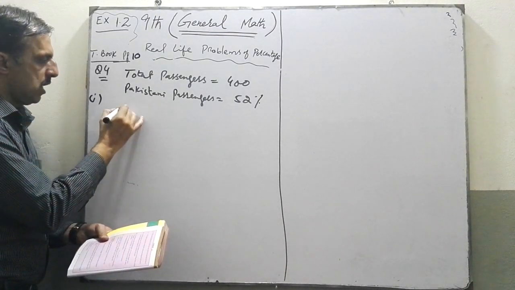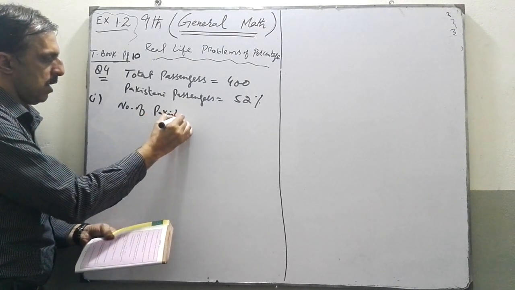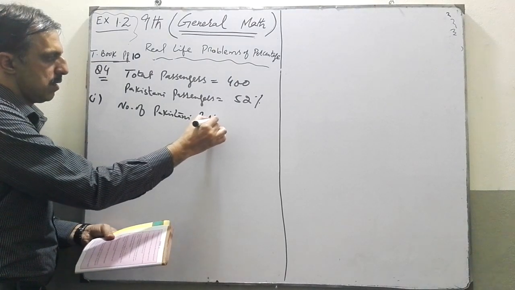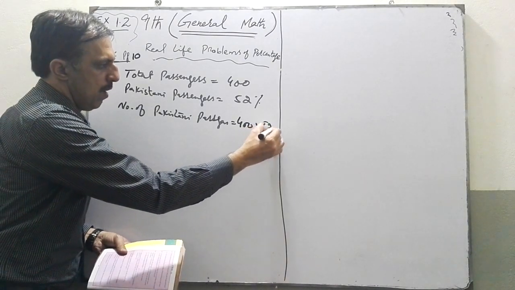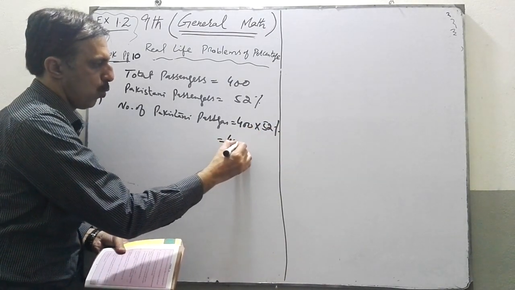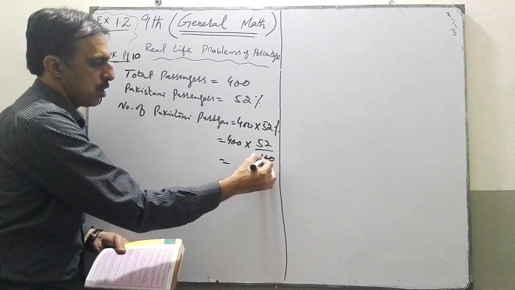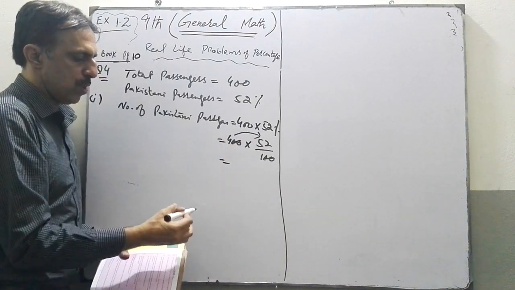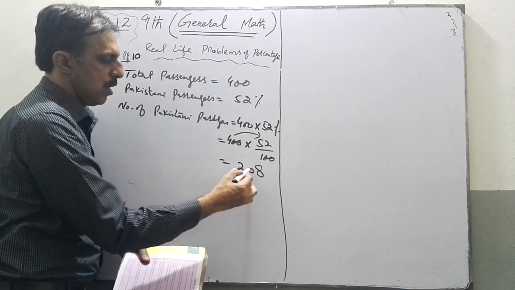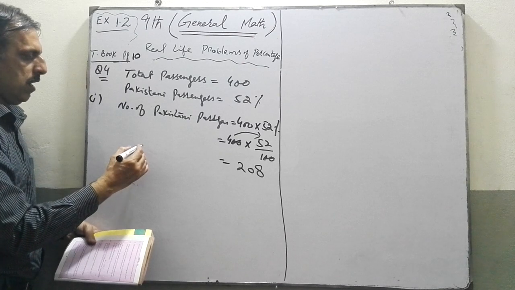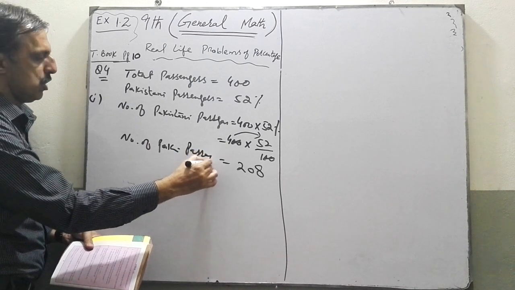Now, we will write number of Pakistani passengers. Number of passengers means 400 multiplied by 52%. Now, we write 400 percentage means 52 divided by 100, 20 cancel, 4 multiplied by 52. Now we will get 4 2s are 8 and 4 5s are 20. You can use the calculator also. This is your number of Pakistani passengers.